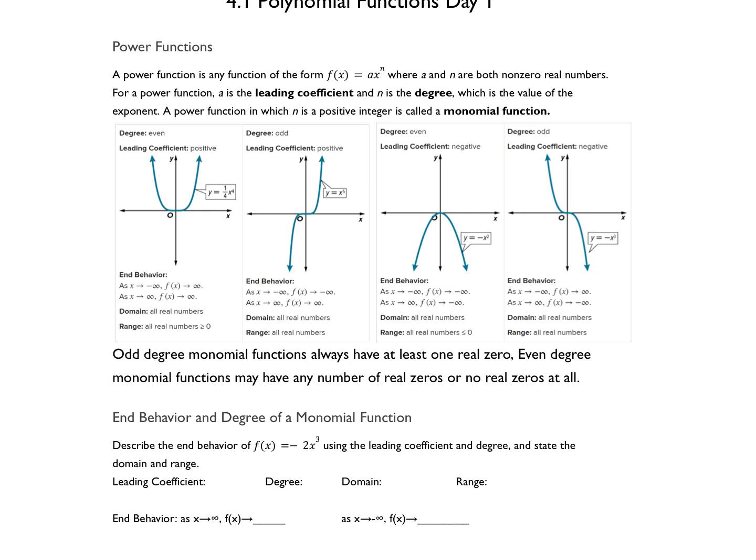A power function in which n is a positive integer is called a monomial function. All right, so as long as our n is a whole number, so no fractions, no decimals, and it is positive, so it's a positive integer, that means that we would have a monomial function.